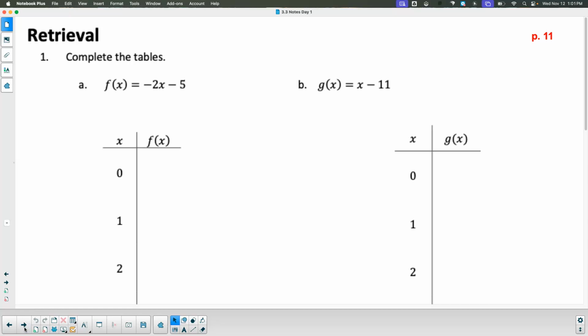Okay, so we're going to start on page 11 in your note packet. There's 2 on the retrievals of filling in the tables, and then there's 2 where I want you to give me the recursive and the explicit functions. So those 4, I'll give you 5 minutes to do those. Hammer time.